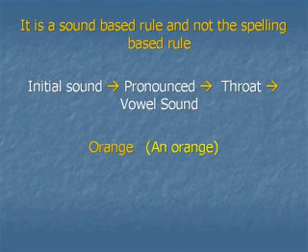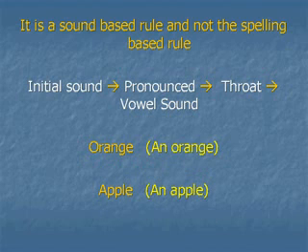The initial sound is a vowel sound. That is why we use an before orange. You can try yourself. Try to say orange, orange. So you can see that the initial sound is O, which is directly coming from your throat. Orange, orange. So it's a vowel sound, it's not a consonant sound. That's why we will use an before orange.